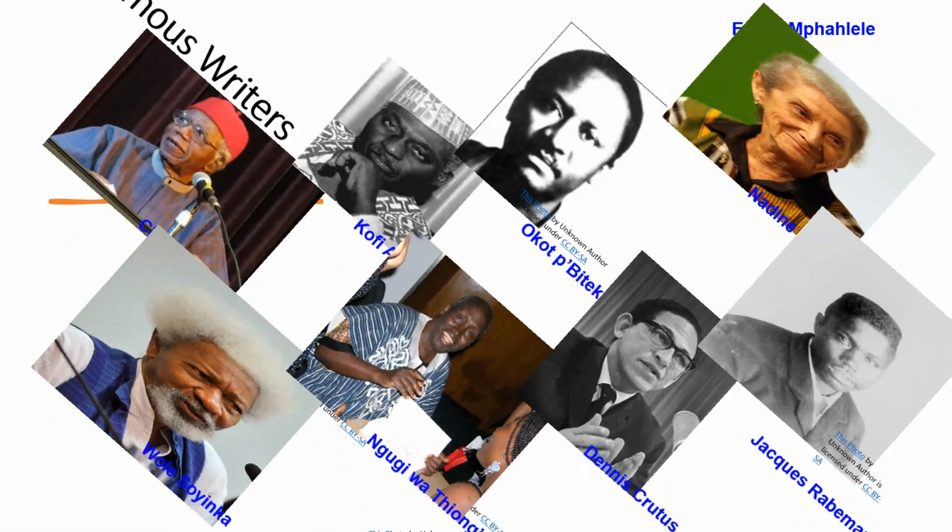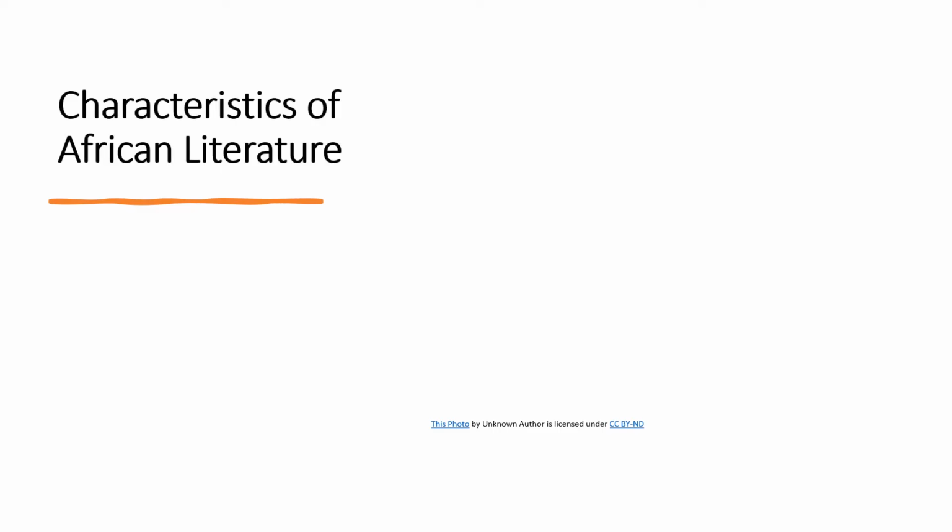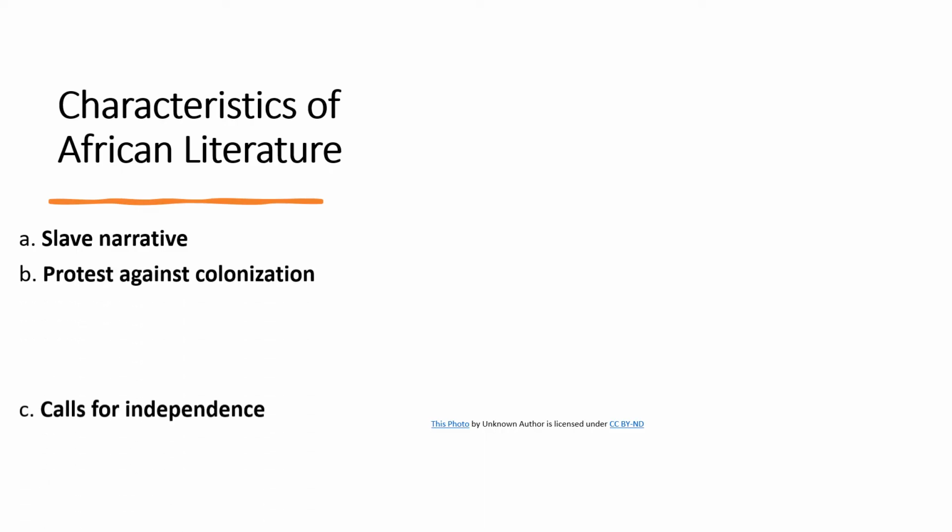So here are the famous writers in African literature. Though these African writers wrote in European language, they nevertheless embodied the spirit of nationalism. So strong and effective were their works that they gained worldwide acclaim. The characteristics of African literature include slave narrative, protests against colonization, and calls for independence.